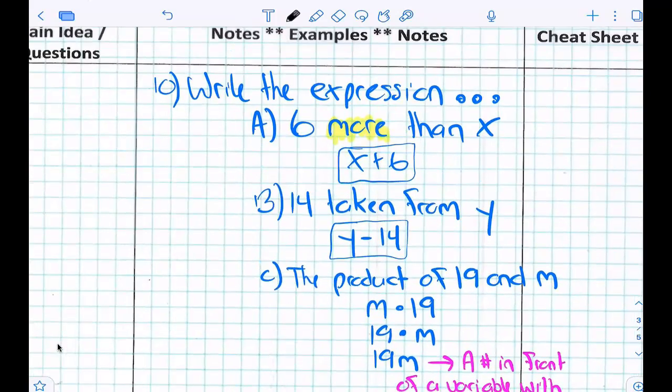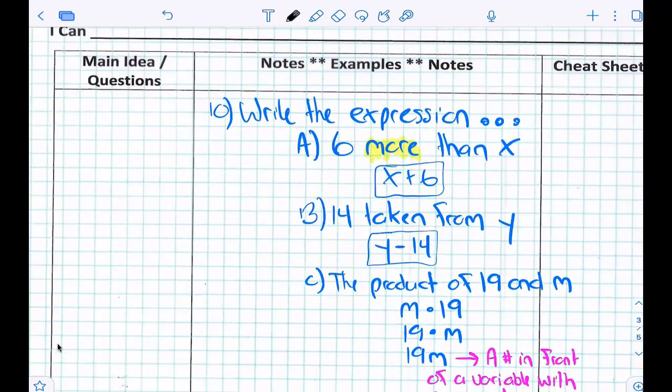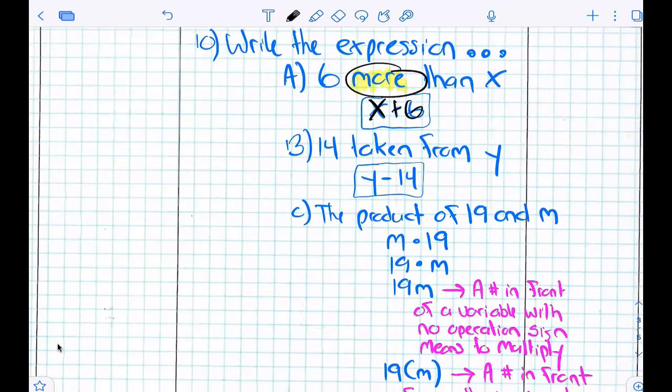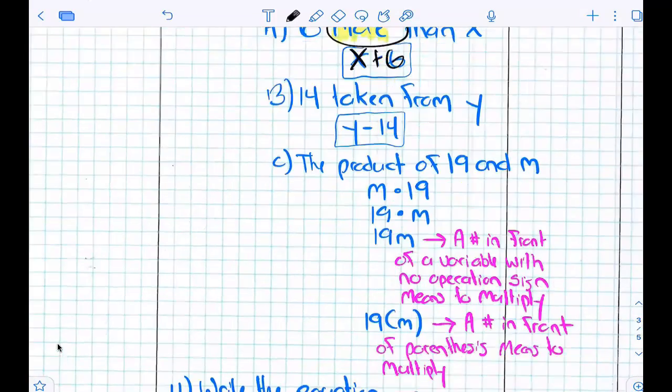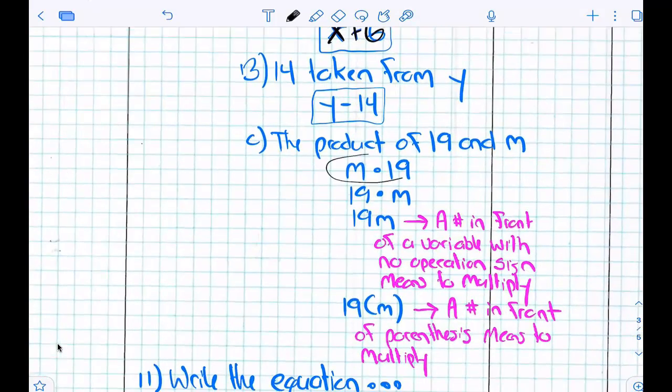Expressions. So now expressions, we're writing number sentences without equal signs. So 6 more than x. Here we have a keyword. More is going to mean in this situation what operation? Adding. So 6 more than x. We have x, and we're adding 6 more to it, right? Franny, I need your eyes up here. 14 taken from y. So my variable y has to be losing how many integers? 14. We cool with all this?